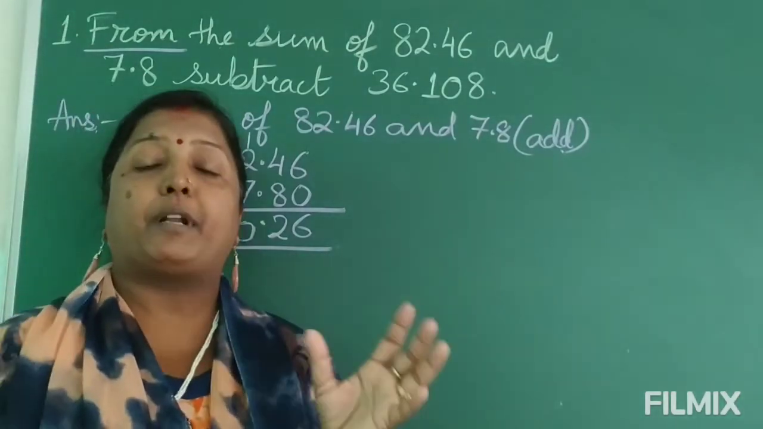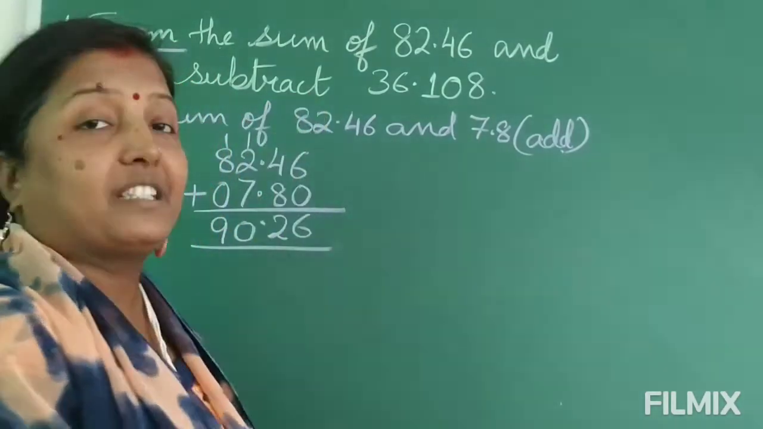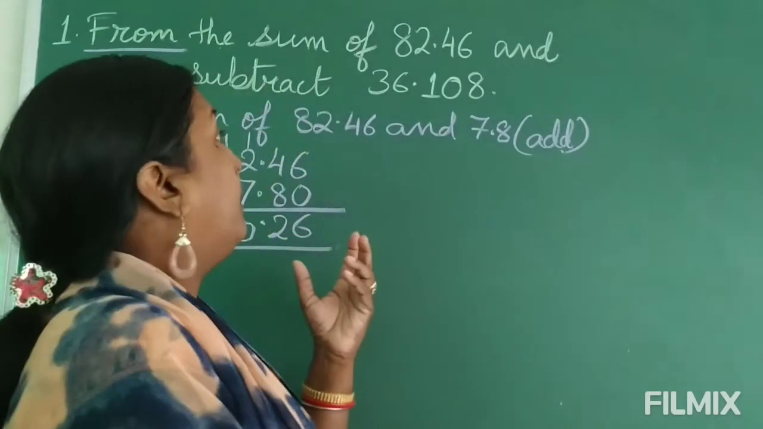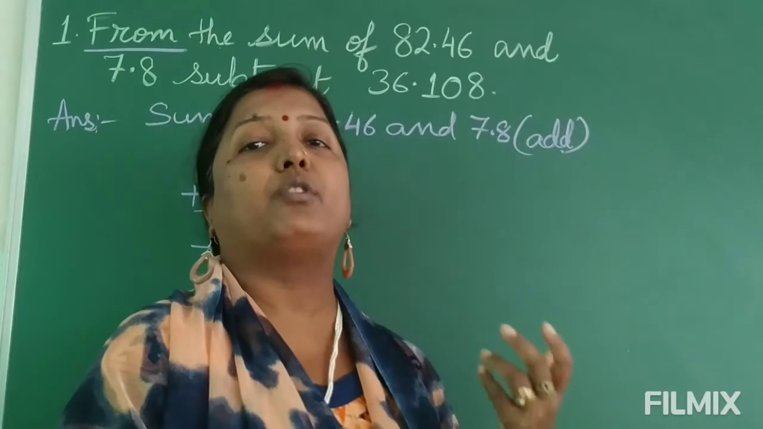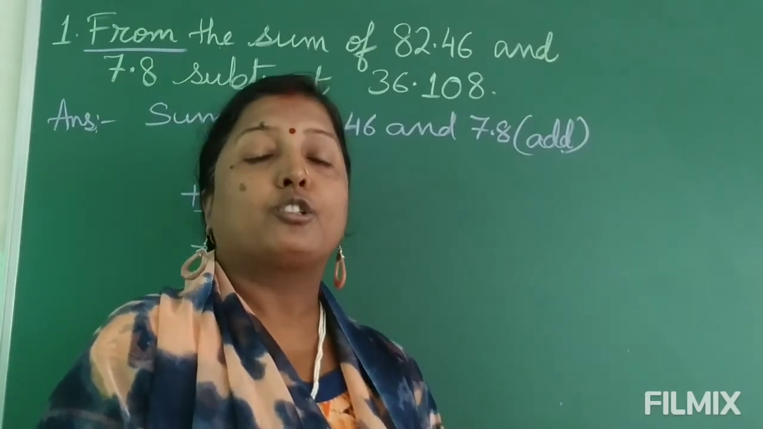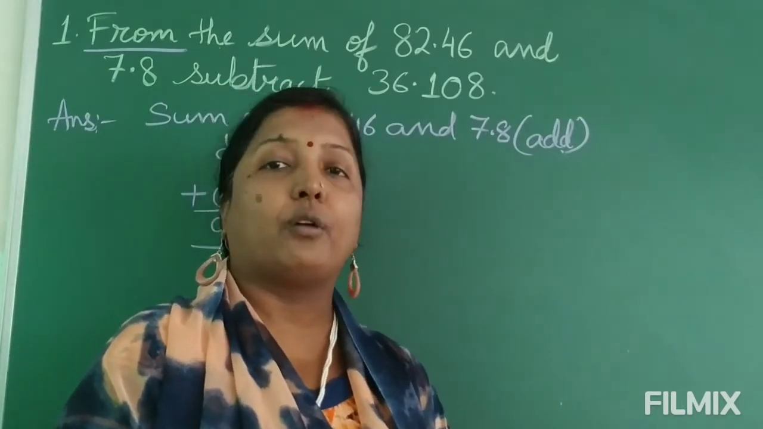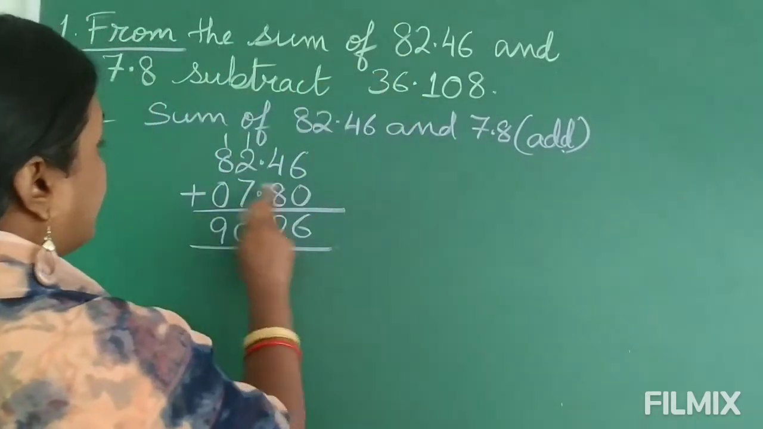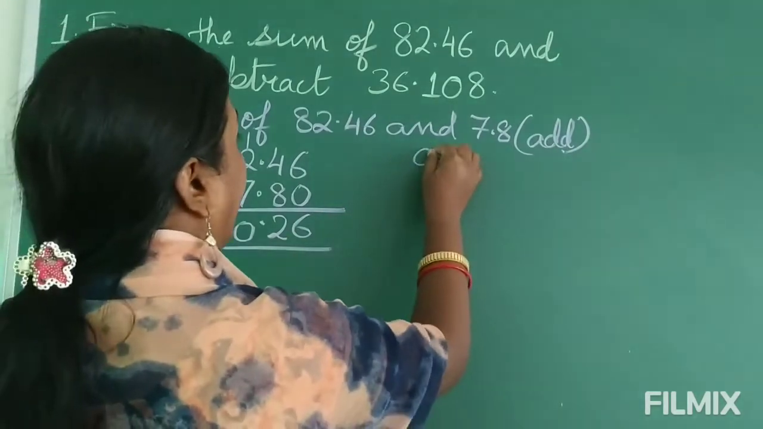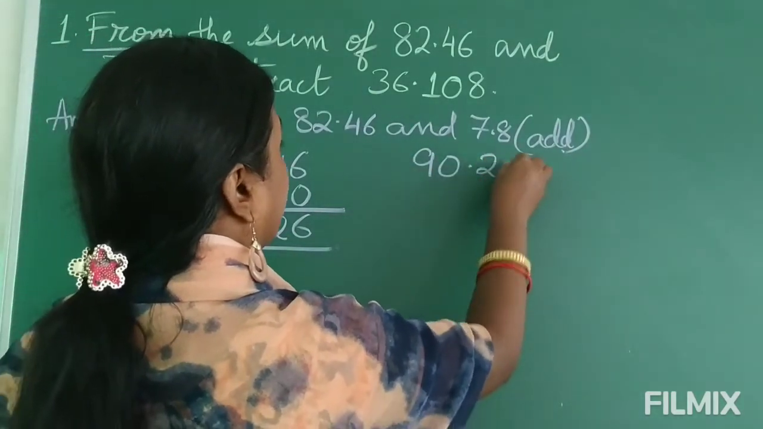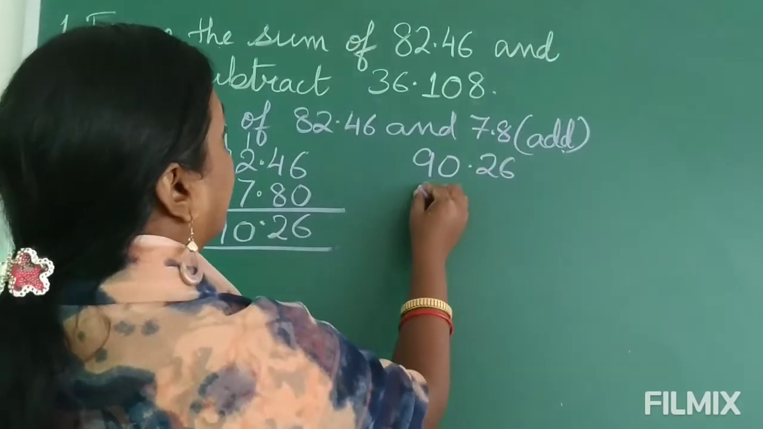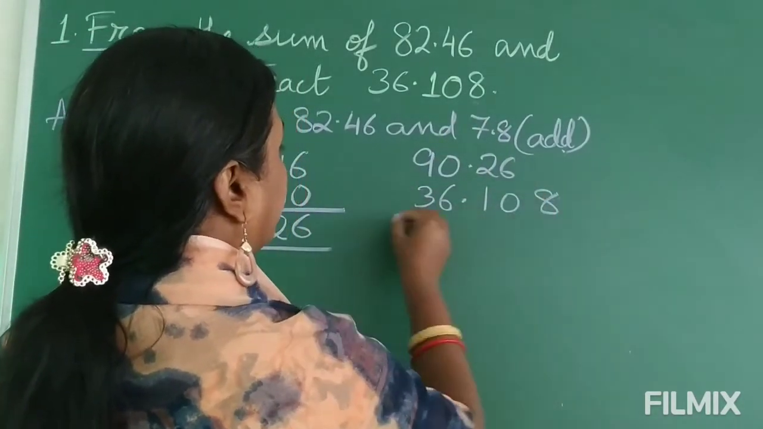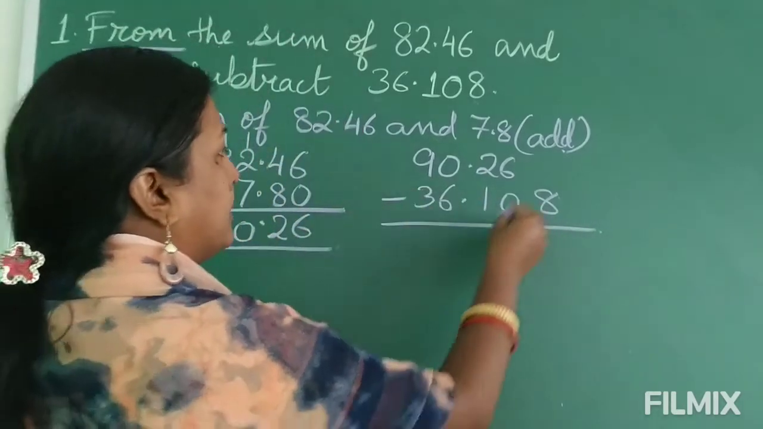In subtract, the operator itself tells you it is subtraction. In subtraction, what you have to know is what should be written before the minus sign and what should be written after the minus sign. Whatever number is after "from" should be written on the top. So here, from the sum of means this number is after from. So we will write 90.26 on the top and this one, 36.108, in the bottom. And then we will go for subtraction.